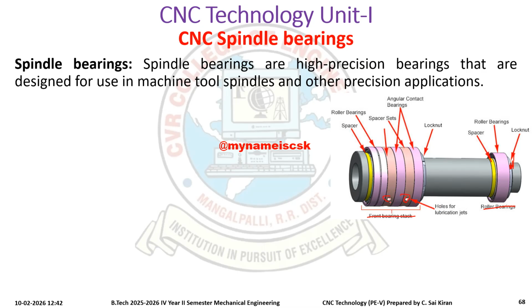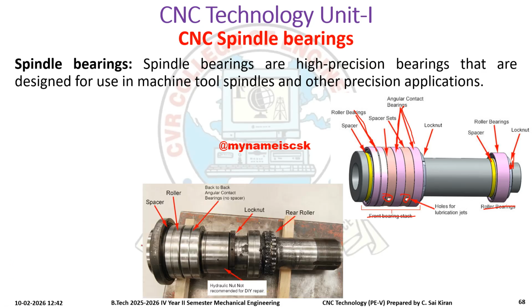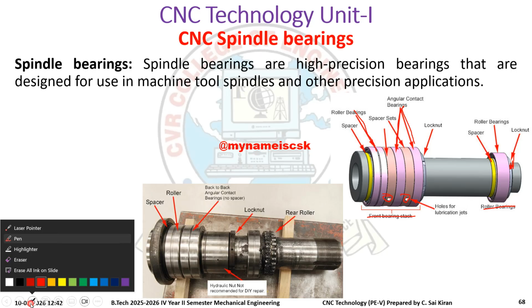For lubrication, we are placing some holes. So these are in between. We are placing the roller bearing and angular contact bearings, and you have some spacer sets. Between the angular contact bearings, we are providing spacer sets in order to separate them. This is the diagram you draw in the exam. This is the actual one. So these are the spacers, rollers, angular contact bearings, hydraulic nut, lock nut, and rail roller.